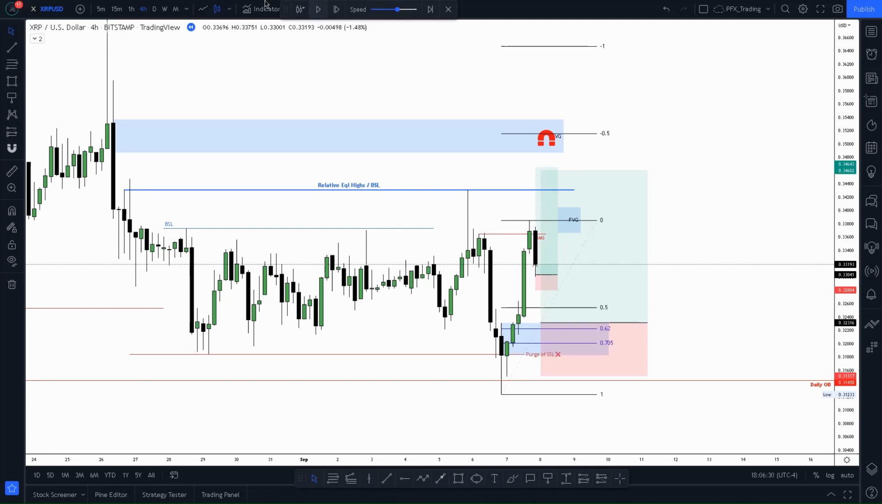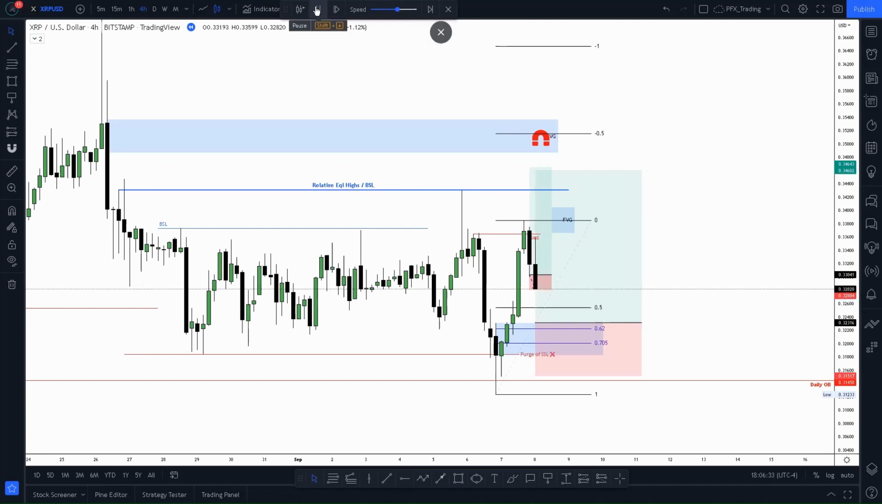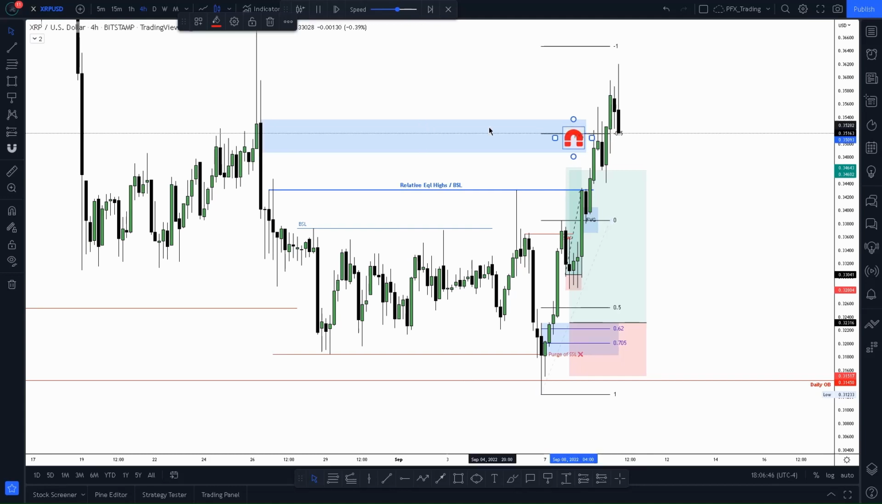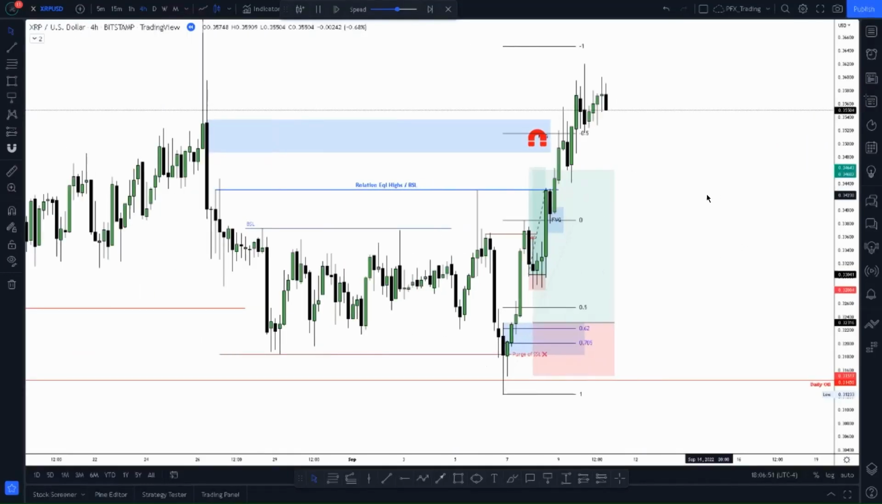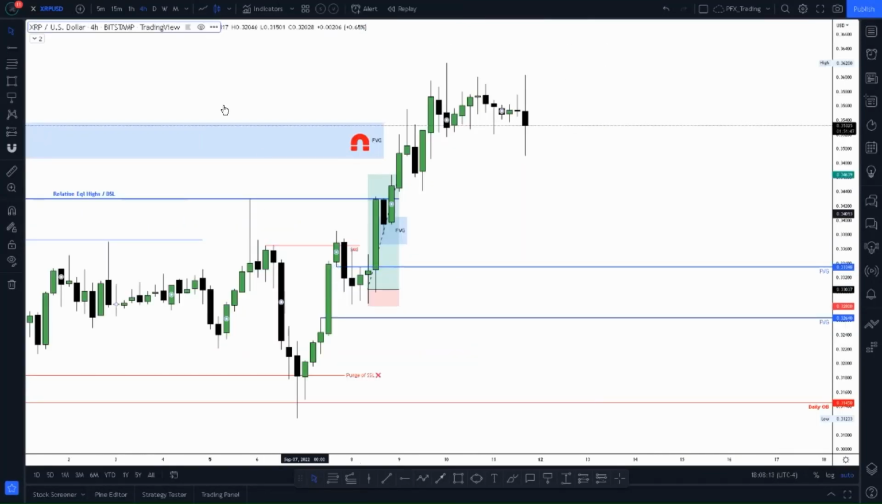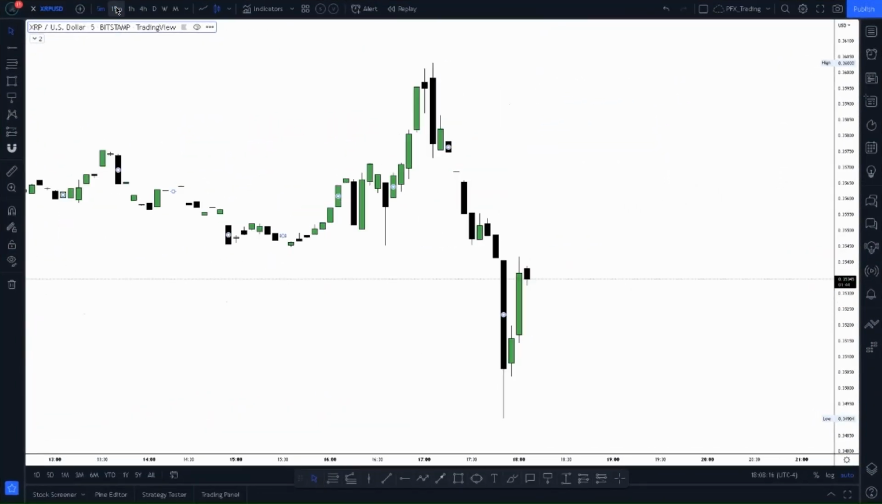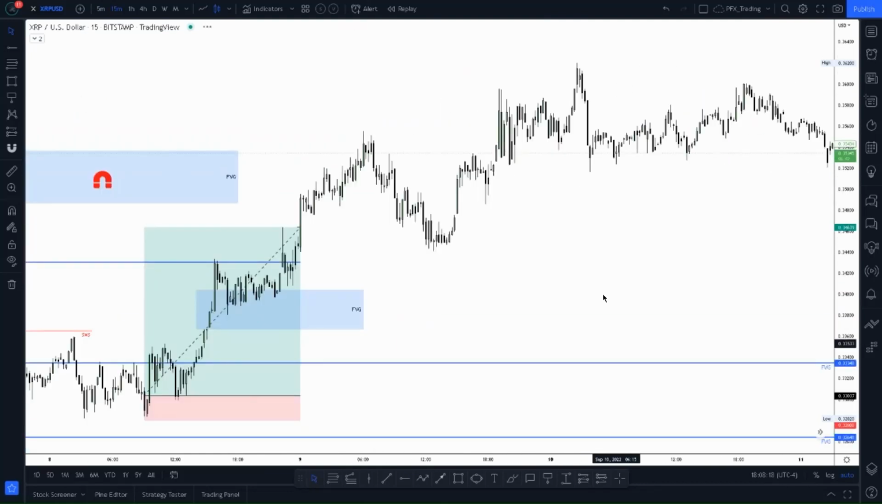And this is what it is, guys. Fair value gap entry. It attacked the fair value gap up here, like I said it would. I closed partials, and at this point, I'm still holding this trade. All right, so now I'm gonna drop down to a 15-minute time frame, and let's hit this replay button.